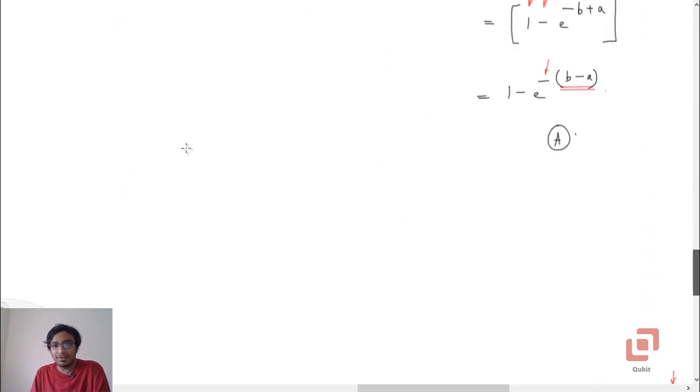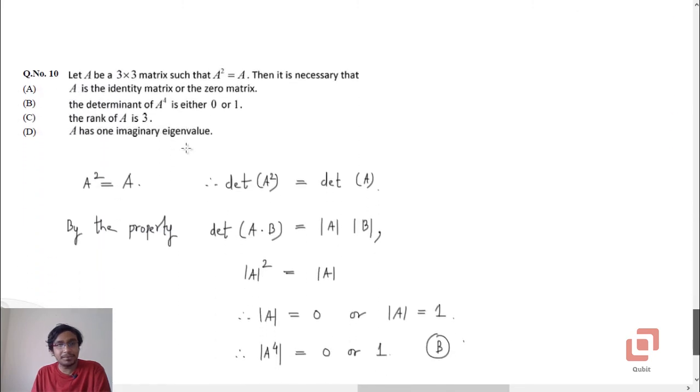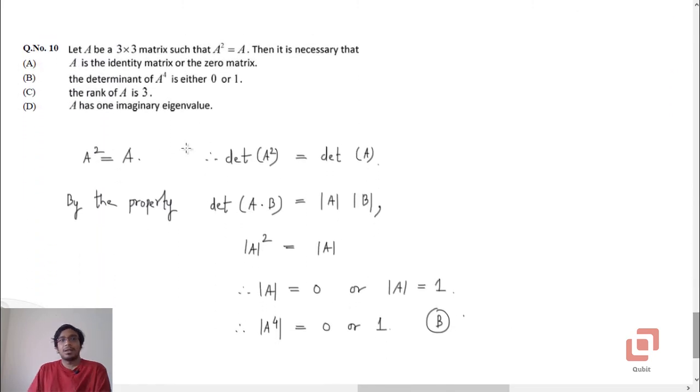Let us go to the second last question. Now this question is also from linear algebra. Question number 10. Let A be a 3 by 3 matrix such that A squared is equal to A. Then it is necessary that option A is identity or null, B, determinant of A to the power 4 is either 0 or 1, rank of A 3, A has one imaginary eigenvalue.